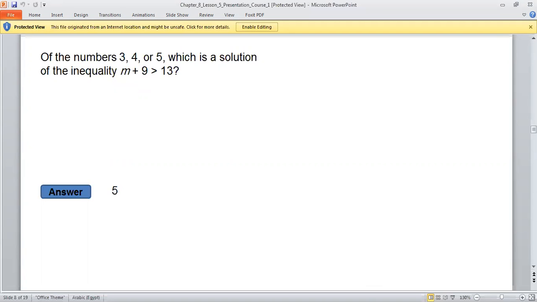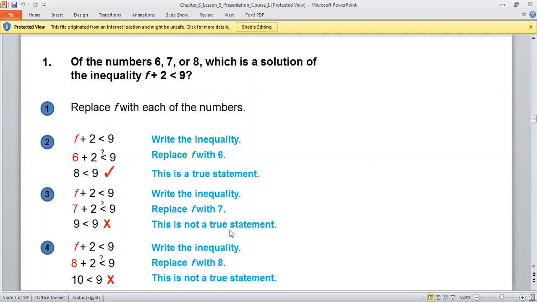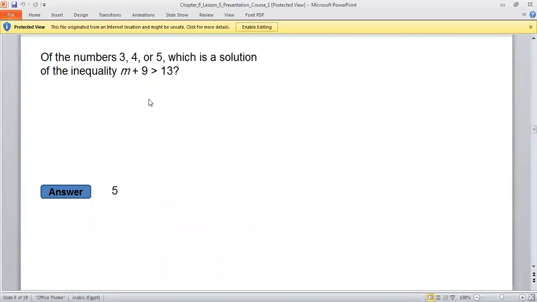Again, I will do like the previous example. But here we have m instead of f. So we will remove the letter and put the number. We will replace the letter by the number. Firstly, I will remove m and put 3. 3 plus 9 gives me 12. Is 12 greater than 13? No. So this statement will be wrong.